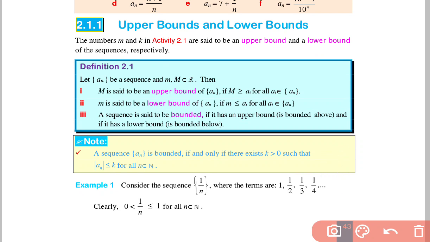Upper bound and lower bound, definition 2.1. Let A sub n be a sequence, small m, comma, capital M, the set of real numbers.